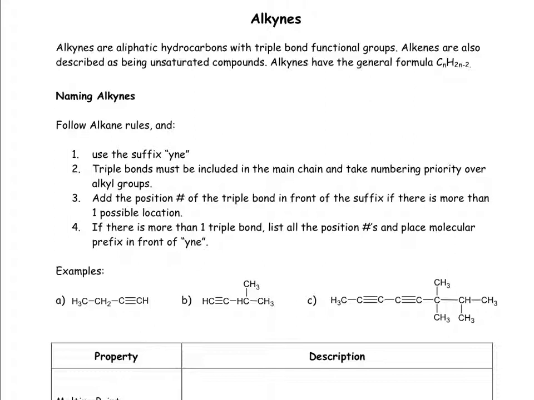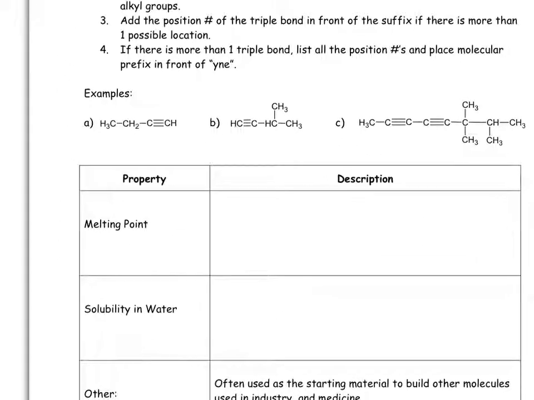You need to add a position number for the triple bond in front of the suffix if there's more than one possible location for that triple bond to be on the molecule. If there's more than one triple bond, list all the position numbers and use a molecular prefix in front of the -yne. So here are some examples.